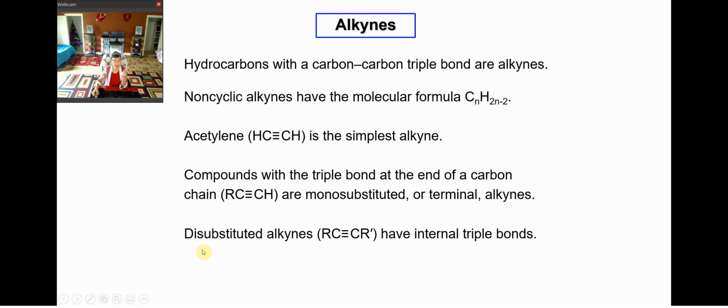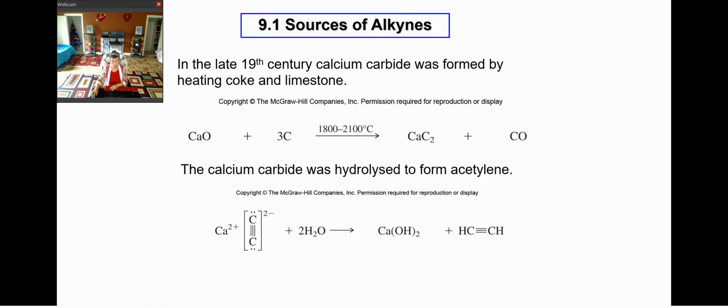On the other hand, if you have a disubstituted alkyne, such as this particular molecule, this carbon triple bond is located internally, so you call it an internal triple bond. So this is some important brief introduction of your alkyne. So what are the sources of alkyne? They can be naturally occurring, or can be produced by chemical reactions.